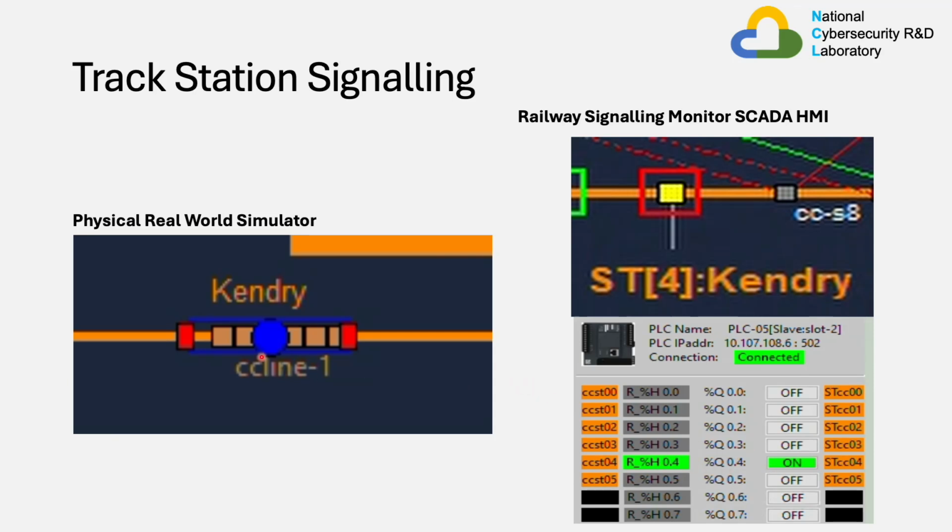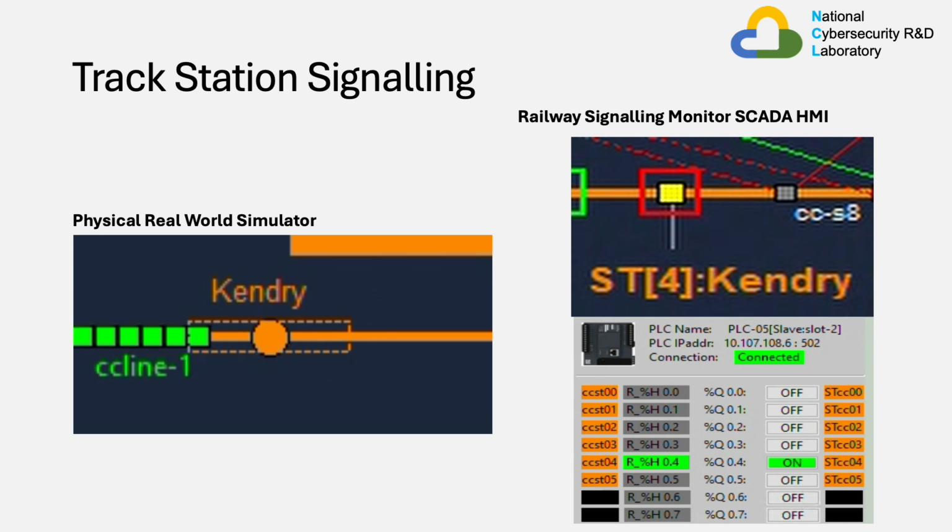Now, once the train has finished at the station, the red signals at the front end and the back exit of the station turn off. The train is then able to move off. And the station reverts to normal on both the railway signaling monitor SCADA HMI and the physical real-world simulator.